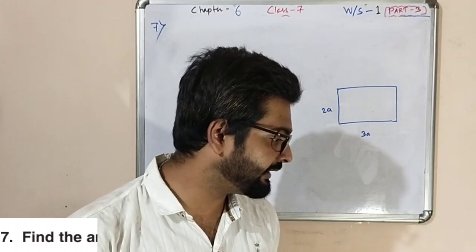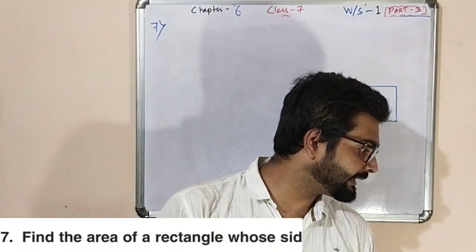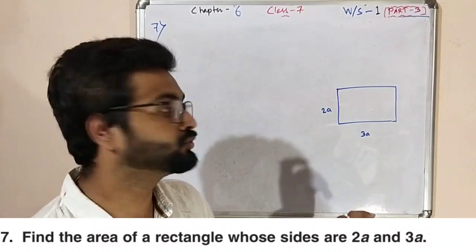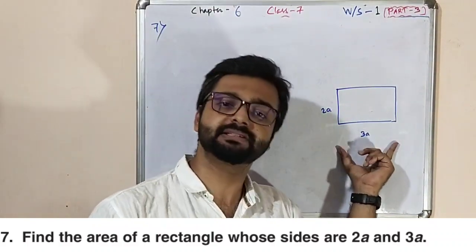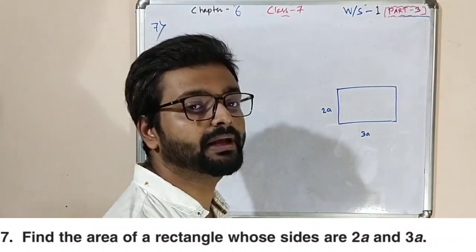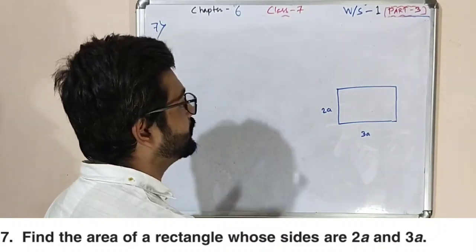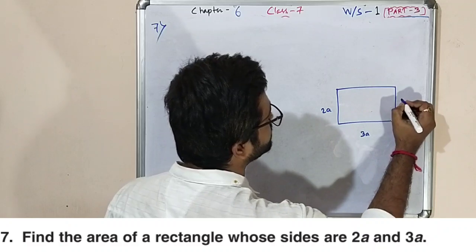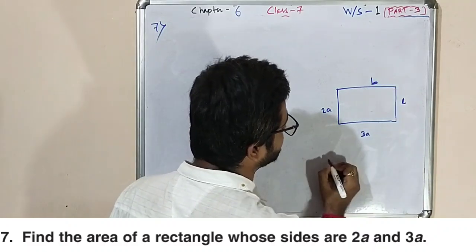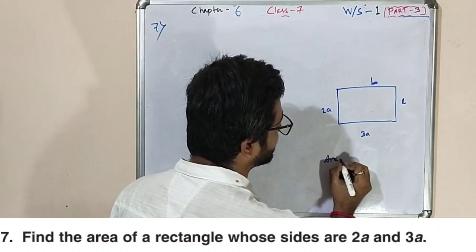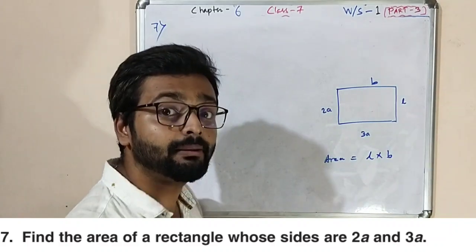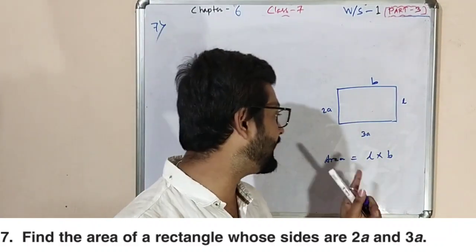Question number 7 says: find the area of a rectangle whose sides are 2a and 3a. Suppose I take length as 3a and breadth as 2a. You all know that I have to find the area, no? Suppose this is the length and this is the breadth. You all know the area of a rectangle is length into breadth. Perimeter is 2 into length plus breadth, but area is length into breadth.